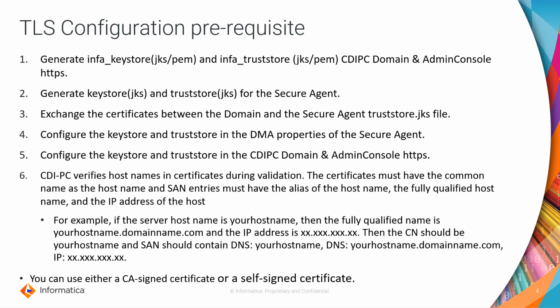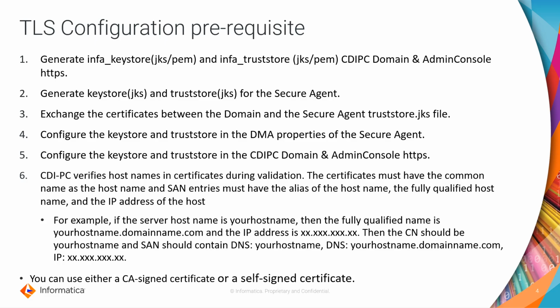And the third and the most critical step is, once the files are generated, we have to exchange the certificate between the CDI-PC domain and the secure agent truststore.jks file. Here the certificate has to be exchanged only for the truststore.jks, not the PEM file. Now the fourth step is, once we have all the files handy, we use those files to configure DMA for TLS. Then next, configure the CDI-PC domain for TLS and the admin console for HTTPS.